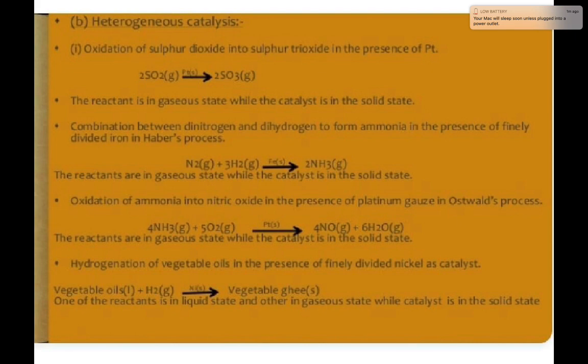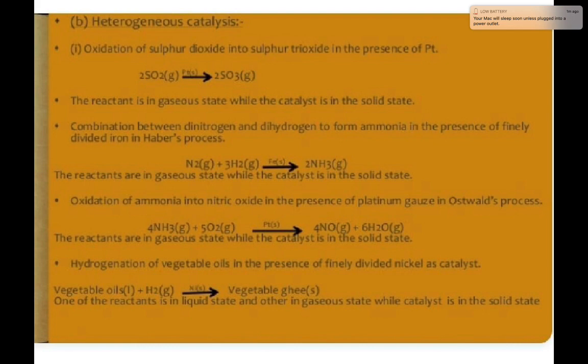And then the combination between nitrogen and hydrogen to give ammonia, in the presence of finely divided iron catalyst. The reactants are in the gaseous state, but the catalyst is in the solid state. Iron is the catalyst, that is in the solid state, but the reactants nitrogen and hydrogen are in the gaseous state.